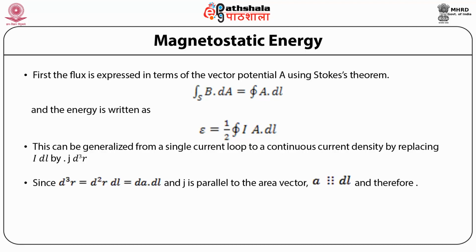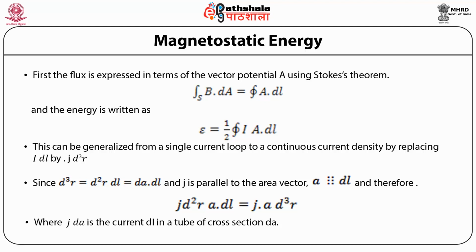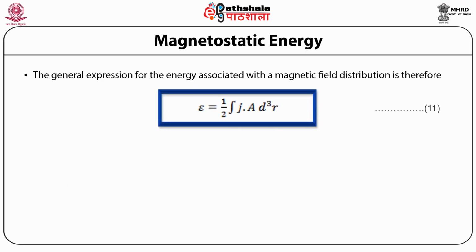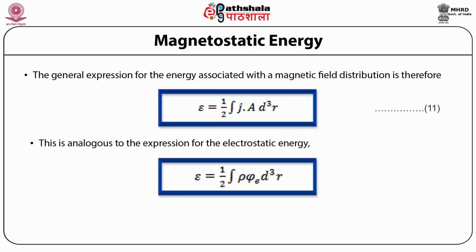Hence d cubed r is equal to d squared r times dl, which is equal to dA times dl, and J is parallel to the area vector, with A parallel to dl, and therefore J d squared r A dot dl is equal to J dot A d cubed r, where J dA is the current dI in a tube of cross section dA. The general expression for the energy associated with a magnetic field distribution is therefore epsilon equal to half of the integral of J dot A d cubed r. This is analogous to the expression for the electrostatic energy, which is epsilon equal to half of the integral of rho phi d cubed r.